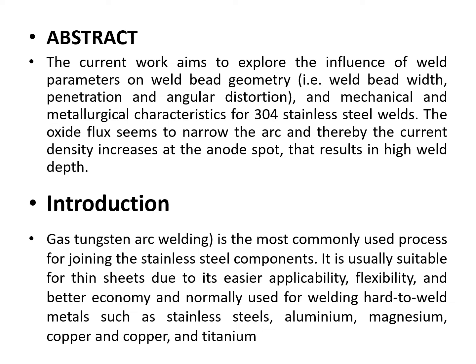Introduction of the work. Gas tungsten arc welding is the most commonly used process for joining stainless steel components. It is usually suitable for thin sheets due to its applicability, flexibility, and better economy, and normally it is used for welding hard-to-weld metals like stainless steel, aluminum, magnesium, copper, and titanium.